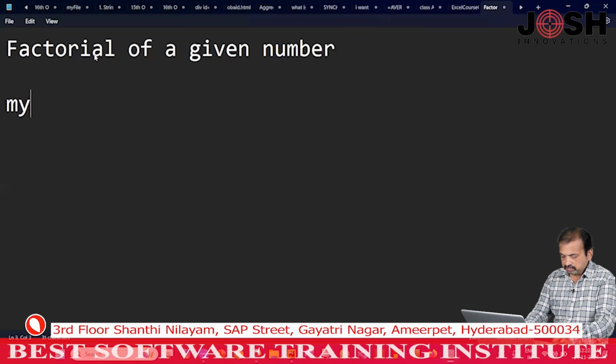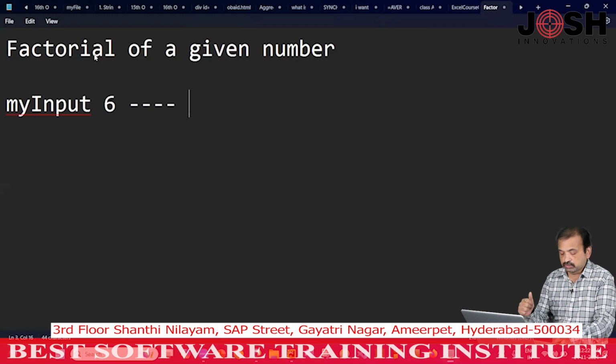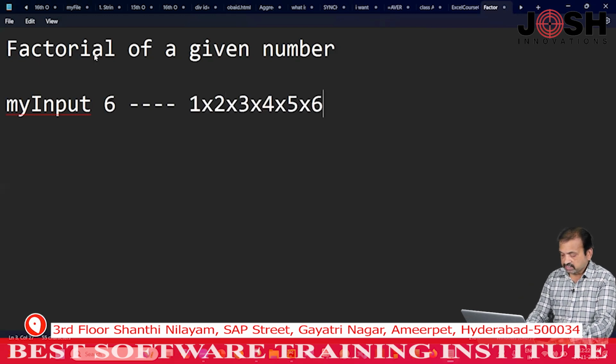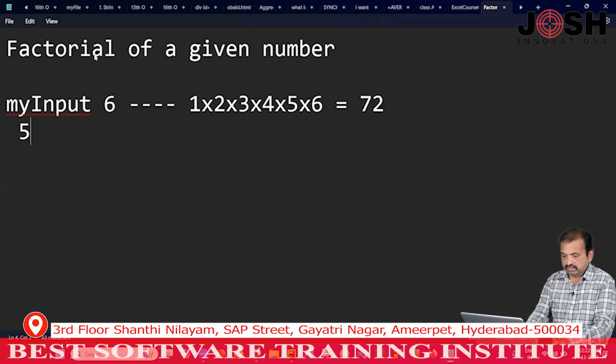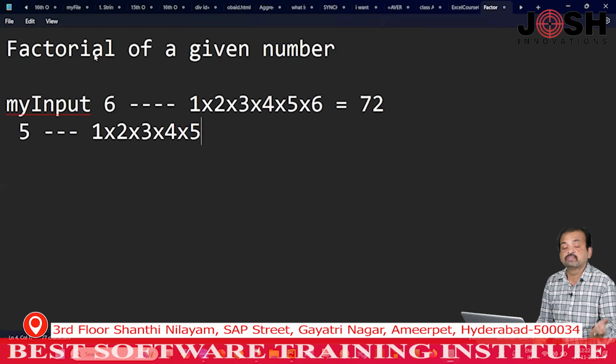If my input is 6, the expected output, factorial of 6, is 1 into 2 into 3 into 4 into 5 into 6, which is nothing but 720. If my input is 5, it is 1 into 2 into 3 into 4 into 5. Same as sum of n numbers, where we add, here we will multiply, that is it. That is the difference between sum of n numbers and factorial.